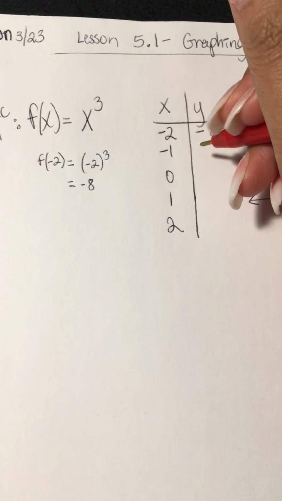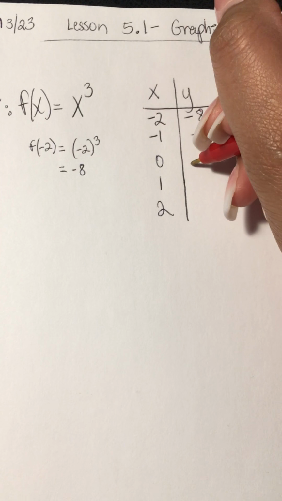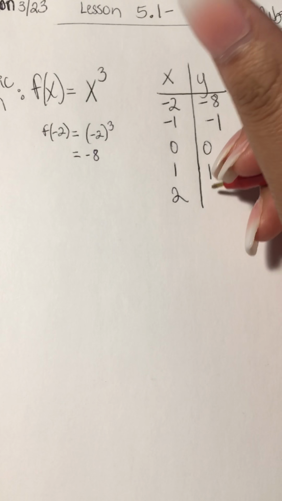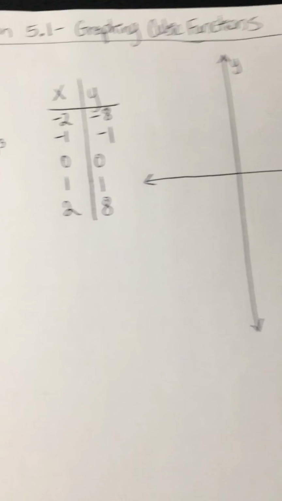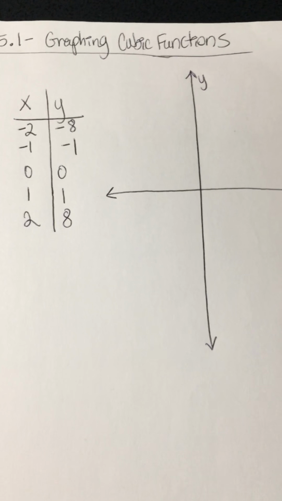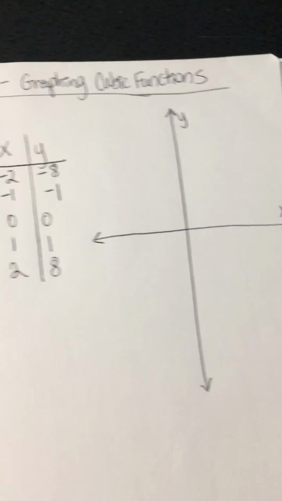But continuing on, I'm going to use my mental math. -1 to the third power is -1. 0 cubed is 0. 1 cubed is 1. 2 cubed is 8. So I'm going to put these points on the graph. I'm going to create my own tick marks to represent the numbers on the graph.